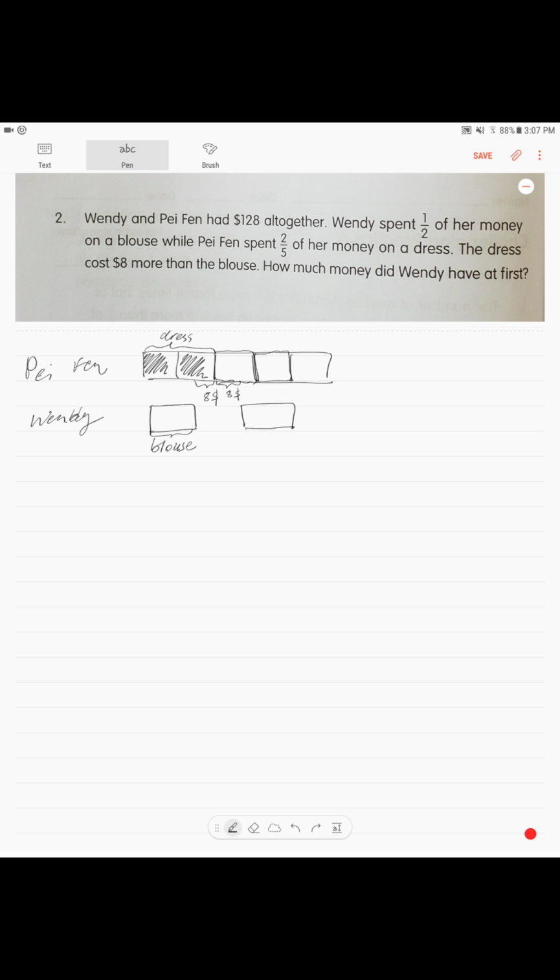All right, so this is our model, and of course we know the total. The total is $128. Now imagine we don't have this gap. This gap is made of $8 and $8. If there were no gap, there would be the same 4 units. But we don't have them. We have this thing.